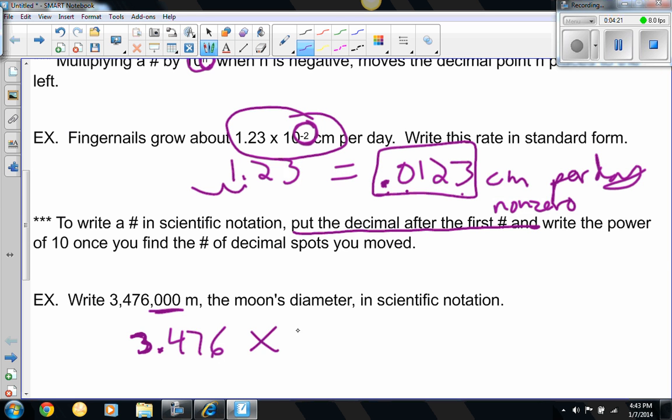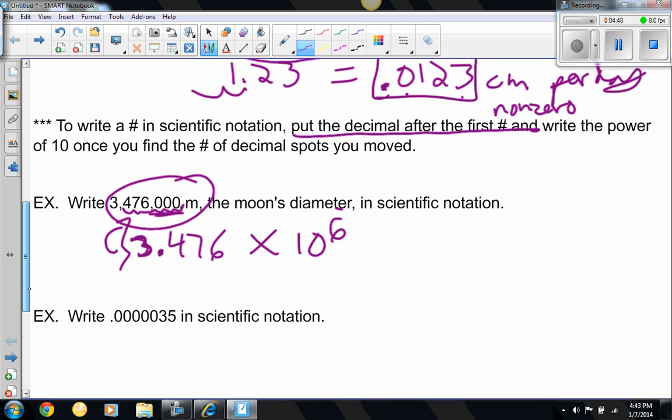So then the second part, I have to take it times the power of 10. So how many spots did I move my decimal to get it way over here? So 1, 2, 3, 4, 5, 6. So 10 to the 6th power. So if I took this 6 and I moved this 6 spots, I'd be right back to my original number. That's what this 6 means. So this is this number written in scientific notation.